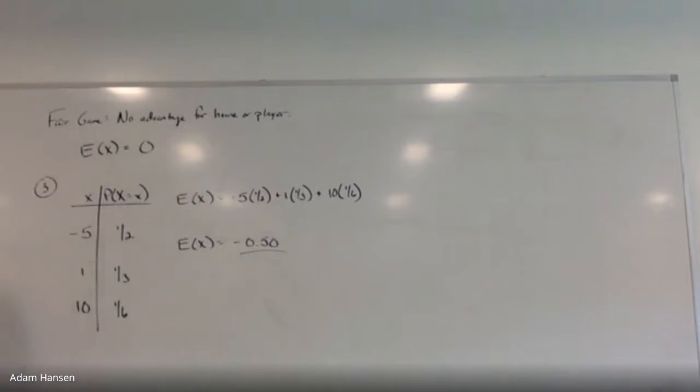That doesn't mean it's going to happen every single time, but in the long run, on average, you're going to lose more than you win. Approximately 50 cents every time you play the game, you will lose. So who's got the advantage? Obviously, this is an unfair game. In terms of the player, is it favorable or unfavorable? Unfavorable, right? Because it's a losing proposition. It's a losing bet. Right?